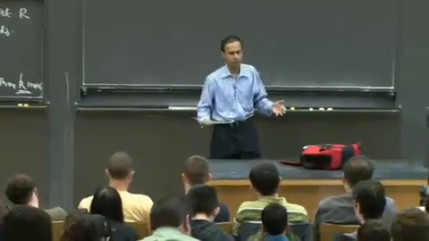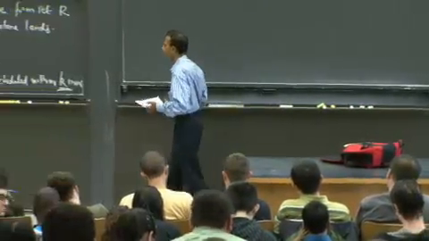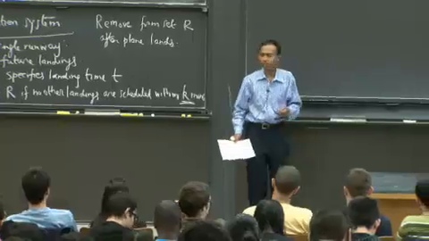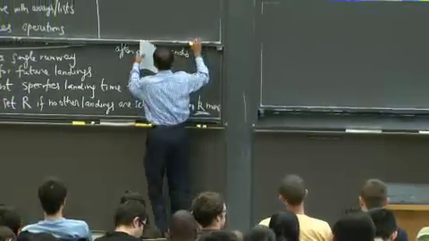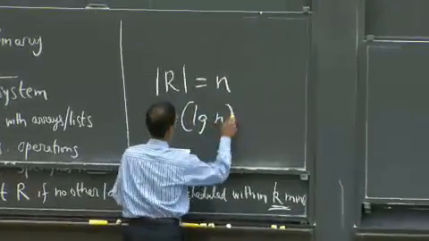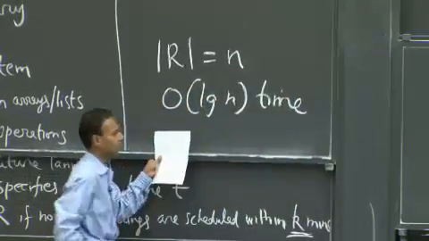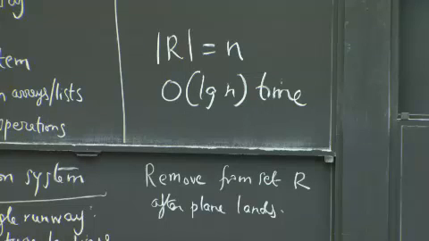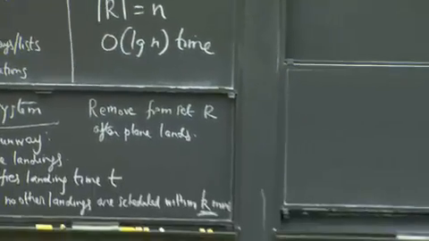So fairly straightforward data structure. It's a set, R. We don't quite know how to implement it yet, but we'd like to do all of these operations in order log n time, where n is the size of the set. All right? So any questions about that? Any questions about the definition of the problem before we move on? Are we good on it?